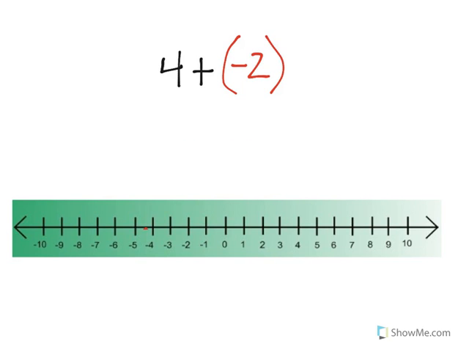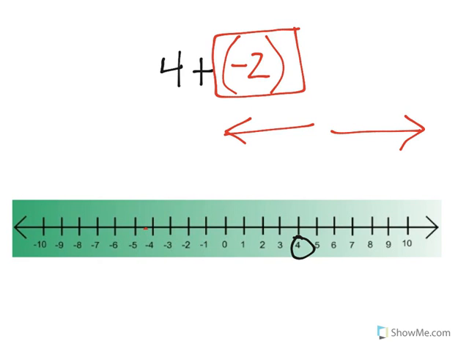All right, moving on. So here I have 4, so we're going to begin right over here. All right, plus -2. Well, what are we adding? Plus a negative. Remember, positives move to the right, negatives move to the left. So if I'm going to add a -2, I'm going to move towards the left. How many times? Twice. So 1, 2. What's my answer? It is +2. So 4 plus -2 equals a +2.